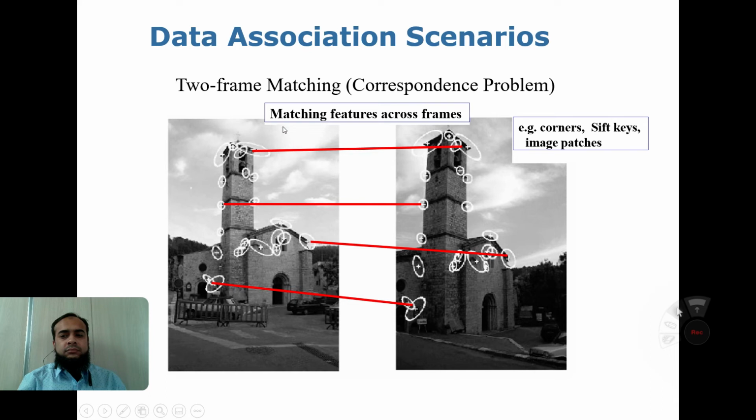So, for example, the two-frame matching correspondence problem. In each frame, the data association matches similar things. Like this is matched with this one. This is matched with this one. So, in this figure, it matches every corner of the image with each other. For example, the corners, the SIFT keys and the image patches. So like this one, like this one, this is the example.